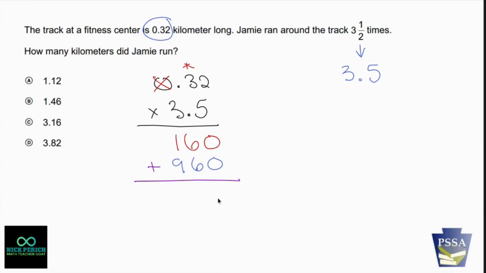0 plus 0 is 0. 6 plus 6 is 12, so write out your 2, carry the 1. 1 plus 1 is 2. 2 plus 9 is 11, so write down your 11.